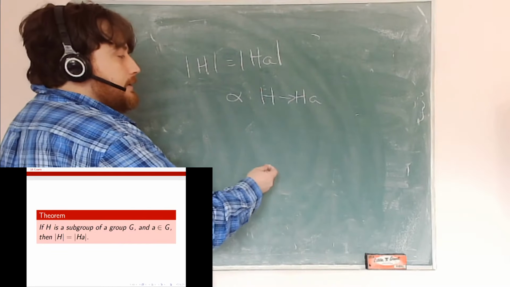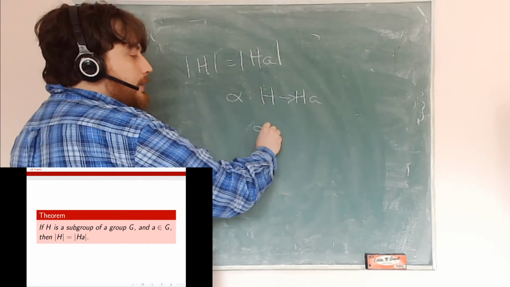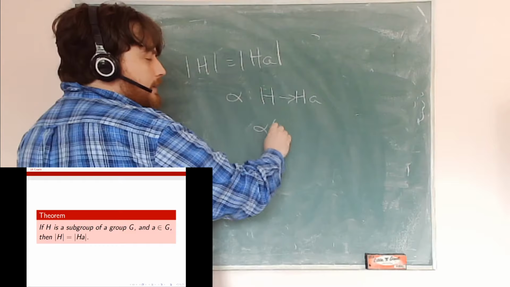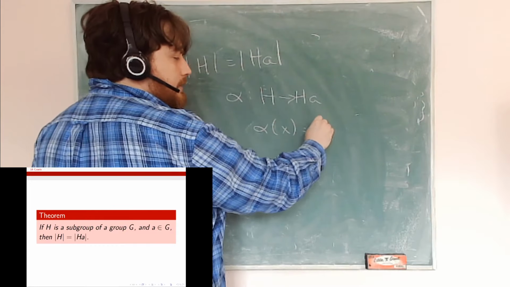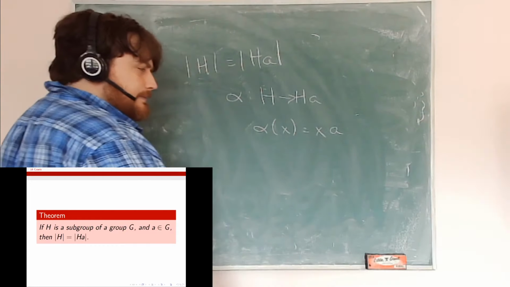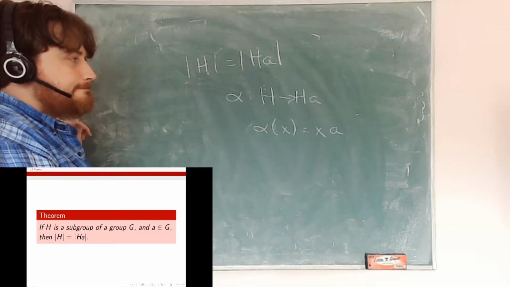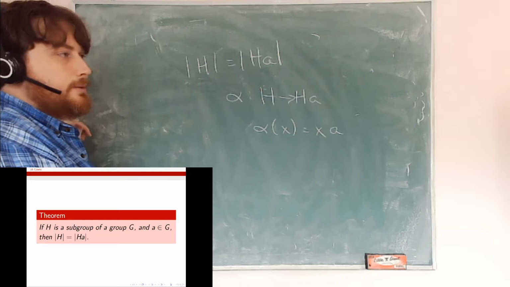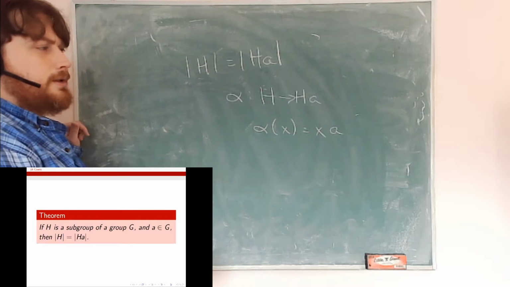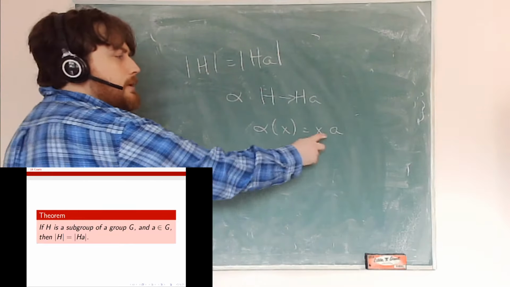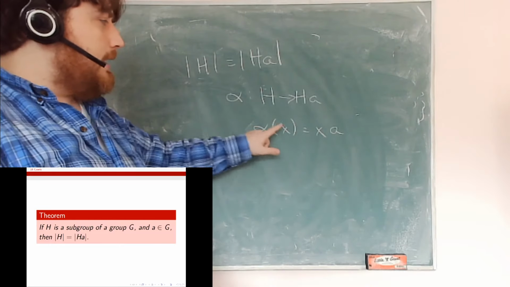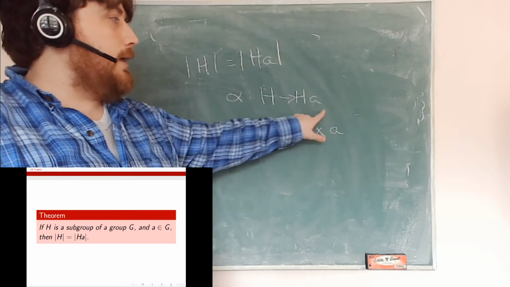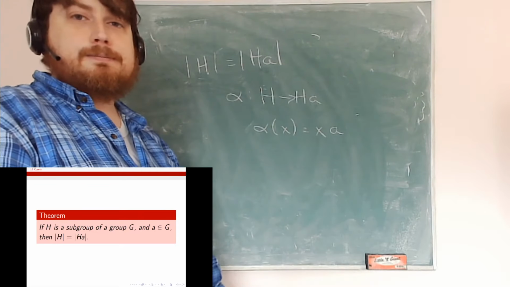So let's actually find that mapping. I'm going to define alpha of x as just equal to x times a. Now, what I'd have to do is check through and make sure that this is well-defined, one-to-one and onto. I just want to make sure first, is this a well-defined mapping? If I take something in H and multiply by A, do I end up with something in HA?